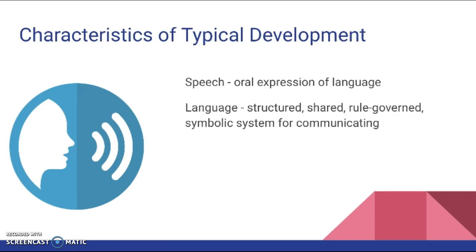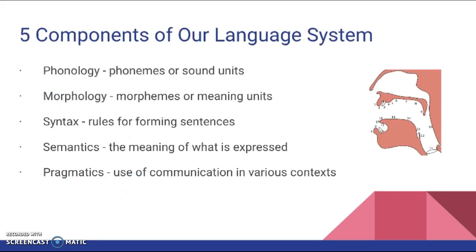Describing the characteristics of typical development. Speech is the oral expression of language, and language is a structured, shared, rule-governed, symbolic system for communicating. There are 5 components of our language system.